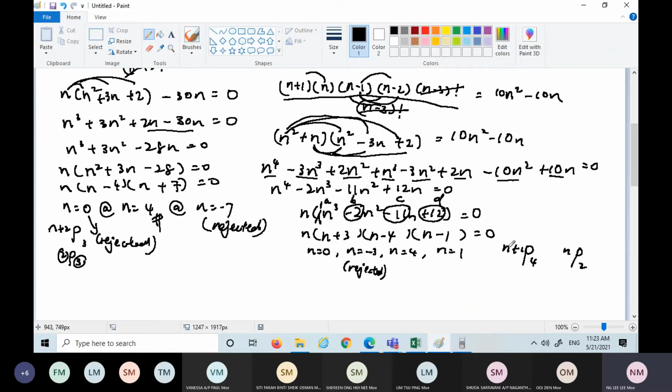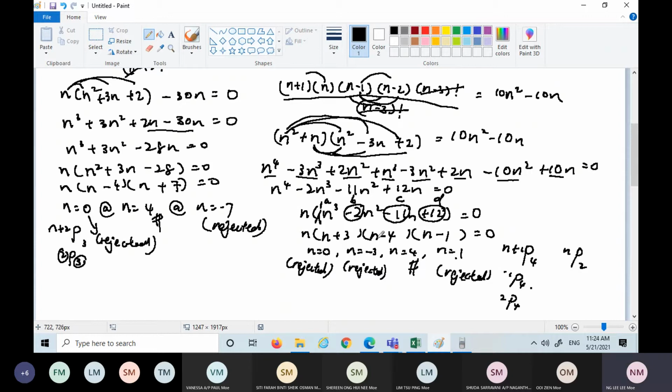When n is 0, 0 plus 1, this is 1P4, also cannot, because n must be bigger than or equal to r. So this one is also rejected. How about this one? n equals 1, 1 plus 1 is 2, so also cannot, because it's still smaller than r. So this one is also rejected. So n equals 4 is the answer.